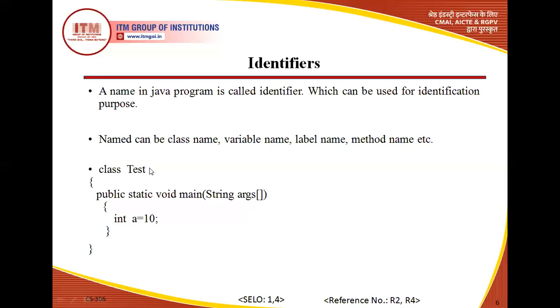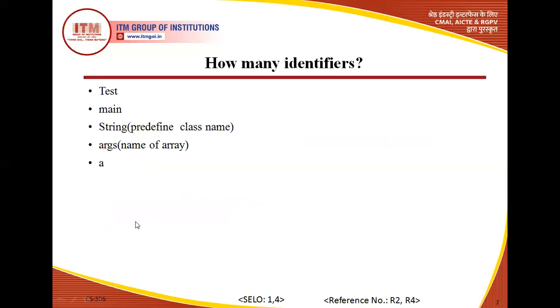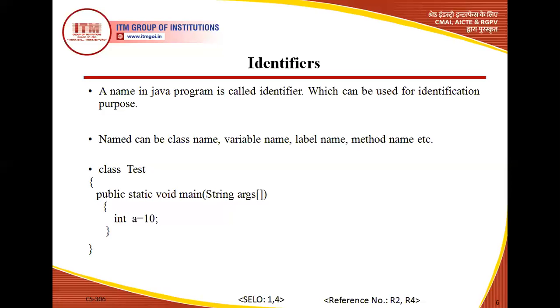So what are the different identifiers in this program? The first one is the Test class name. This particular Test is your class name, that's why it is an identifier. Main is an identifier. String is an identifier. Args is an identifier, and a is an identifier. See over here: Test, main, String because it's a predefined class name, and args and a are the identifiers. I hope it's clear to everyone. So if anyone asks what the definition of an identifier is, you can easily say that it is something used to identify something.